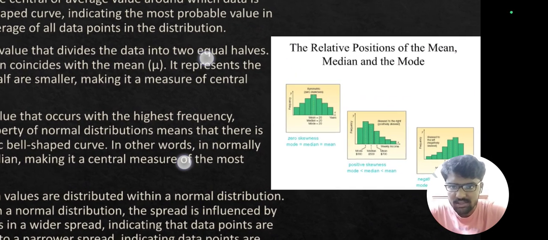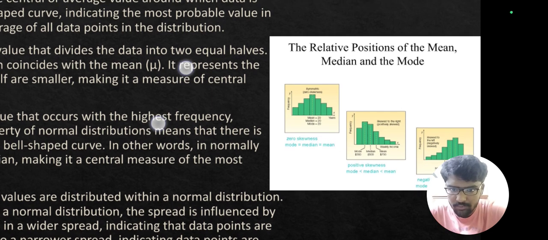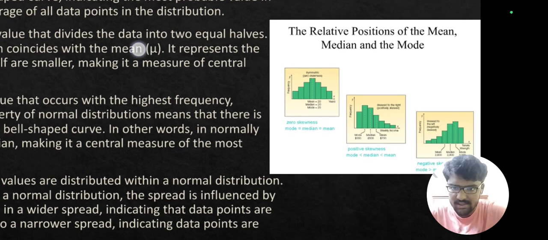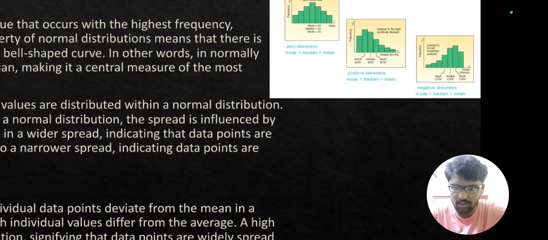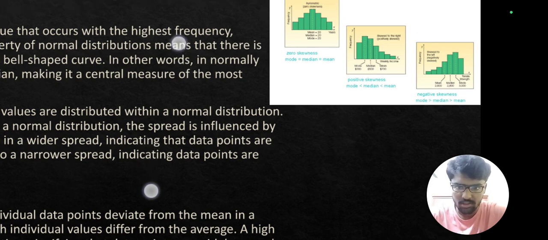So here you can see relative mean positions. Zero skewness: mean equal to median equal to mode. Positive skewness: mode less than median less than mean. Negative skewness: mode greater than median greater than mean.